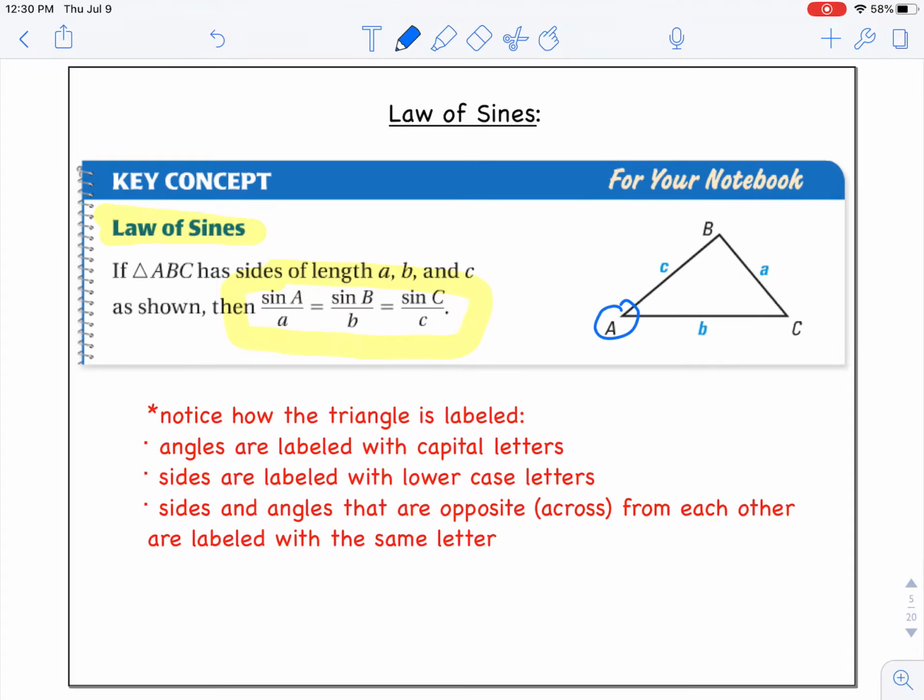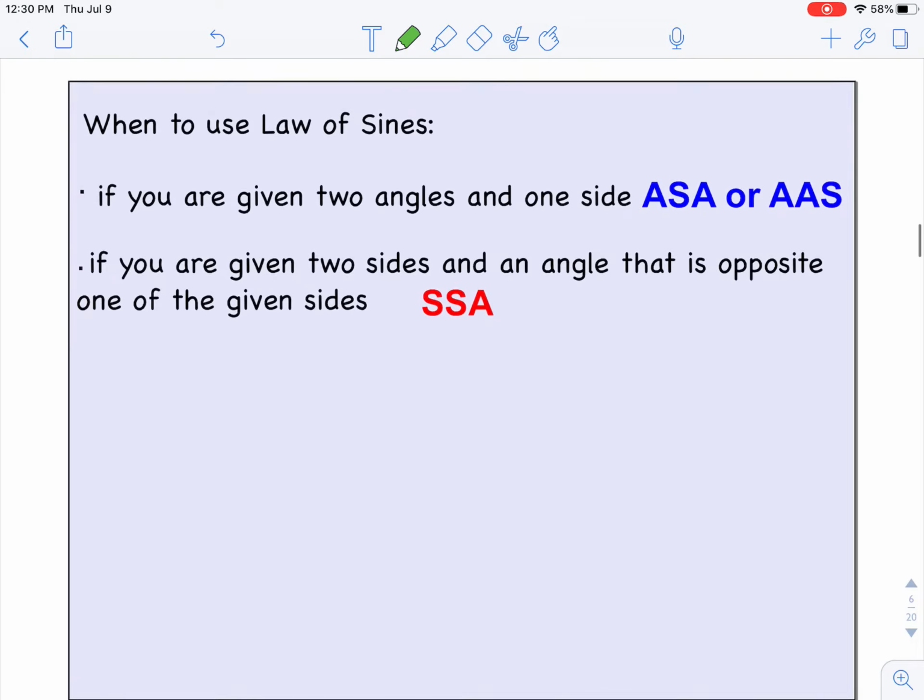Now, notice how the triangle is labeled. It's important. So angle A and side a are across from each other. And notice the angles are all named with capital letters, and the side lengths are named with lowercase letters. Now, when we use the law of sines, we don't use all three ratios at the same time. We just choose the appropriate two fractions, where we know 3 out of the 4 pieces.